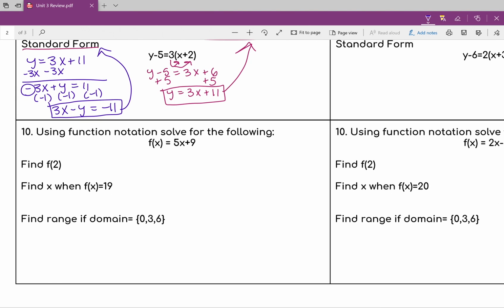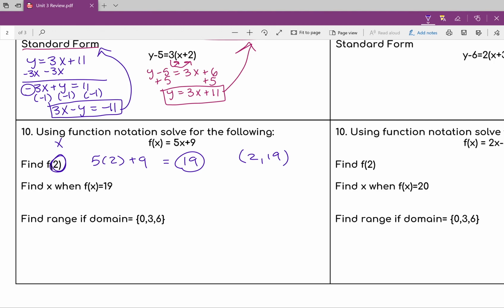Okay, and last one, number 10. Number 10 says using function notation, solve for the following. So remember, if we have a number inside the parentheses, this is x, meaning we're going to take this number and plug it in for x. So I have 5 times 2 plus 9. So instead of x, I put a 2. 5 times 2 is 10. 10 plus 9 is 19. That's my answer. And I can write that answer as (2, 19).